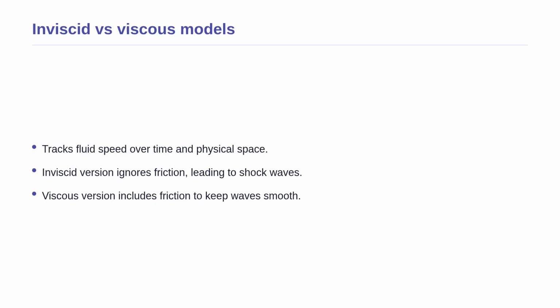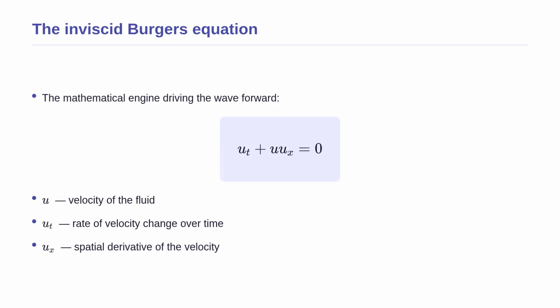This one includes a friction-like term called viscosity. You can think of viscosity as a mathematical shock absorber that works to keep the wave smooth and prevent it from breaking. We will start by focusing on the inviscid version. This brings us to the mathematical form of the inviscid Burger's equation.